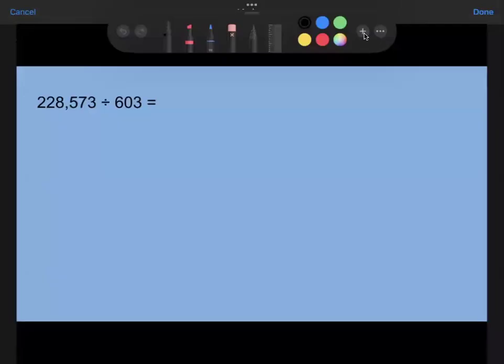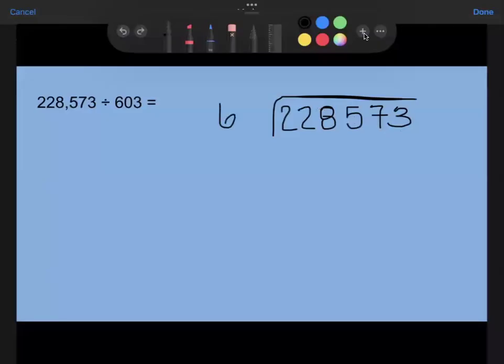Okay, so here's our next one. Unfortunately, no trick or shortcut to this one. 228,573 divided by 603. So I'm going to start with 228 and then 573 divided by, oops, that didn't correct the way I wanted it, 603. Okay, so we know 603 does not fit into 2 or 22 or 228.